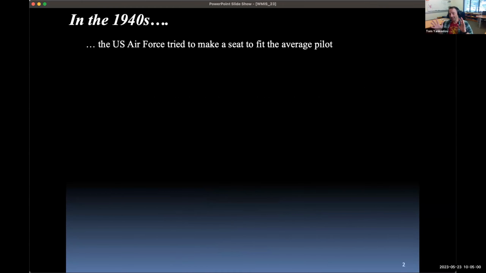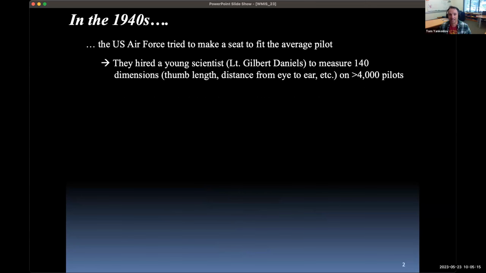All right, so I'm going to start in left field here. In the 1940s, the U.S. Air Force tried to make a seat to fit the average pilot for its first generation fighter aircraft. And there were all these crashes happening. After much consternation, they came to the conclusion that it really wasn't the engineering. There was something else at play here.